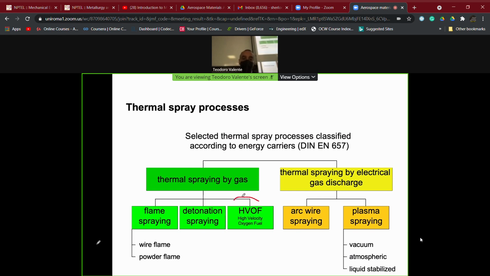In this area, we do find the high velocity oxygen fuel process, the one I mentioned to you before for the fabrication of the bond coat or thermal barrier coatings, but we do also find other technologies, okay? So the thermal spray by gas is not only coincident with HVOF, even though for us, this is the primary technology, and so we will discuss this one.